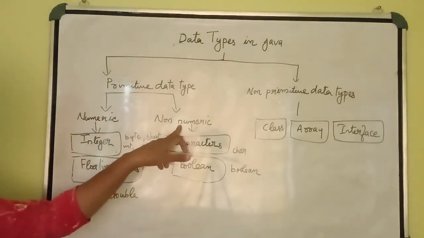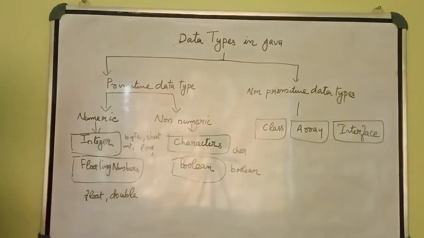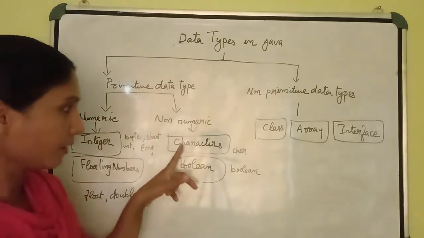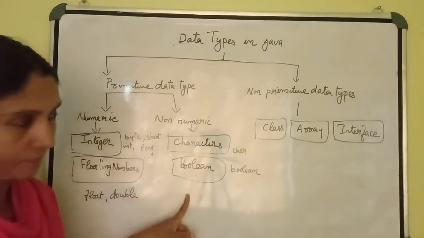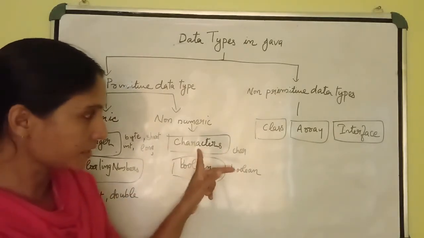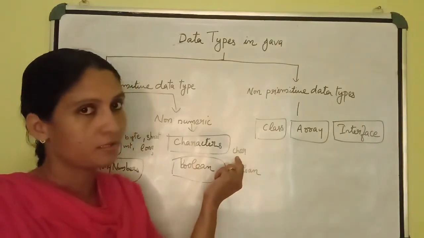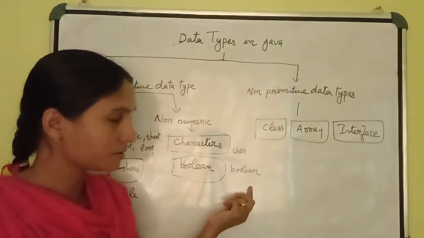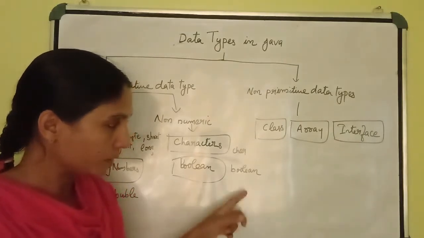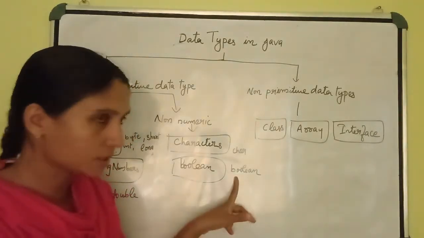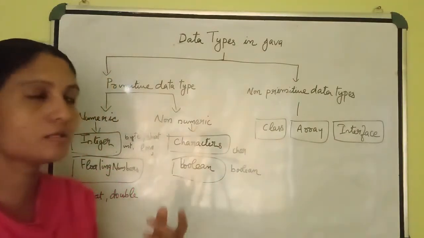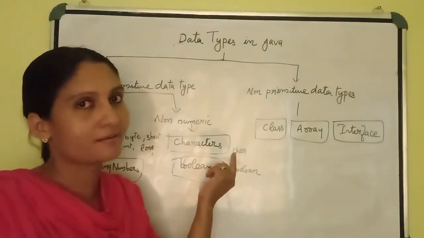Okay, then what is meant by non-numeric data types? Non-numeric data types are in two different categories. What are they? Characters and Boolean. In the characters category we have one data type. What is that? Char. And in the other section we have one data type, boolean. To represent true or false we use the boolean data type, and to represent a character type variable, a single letter, we use the char data type.